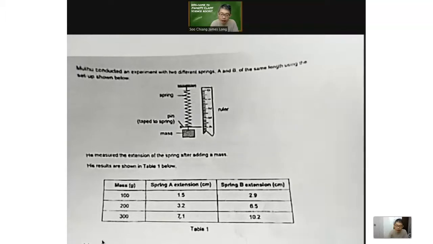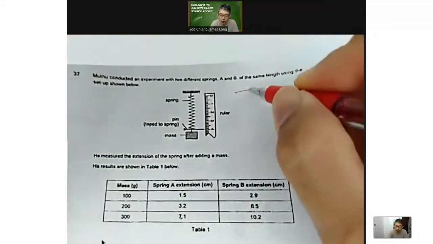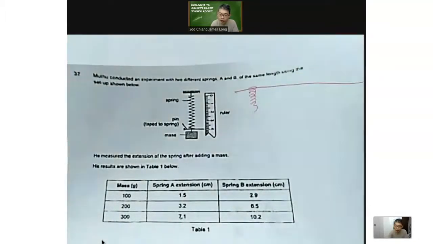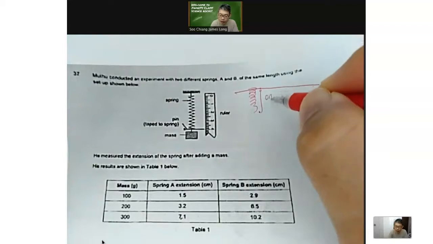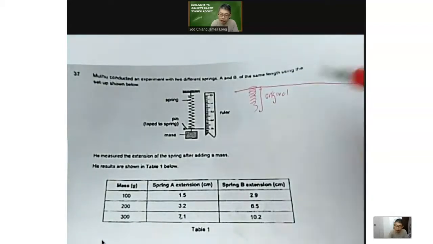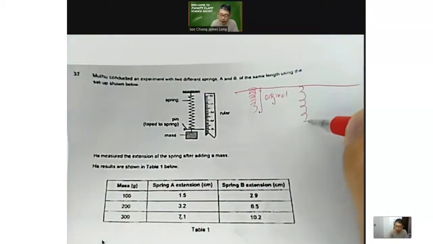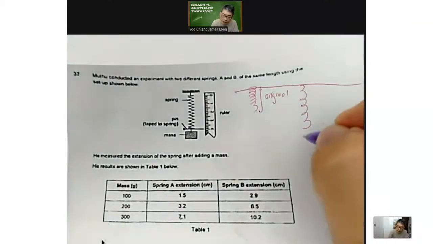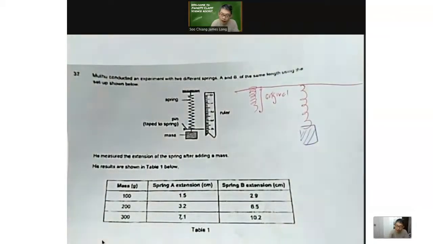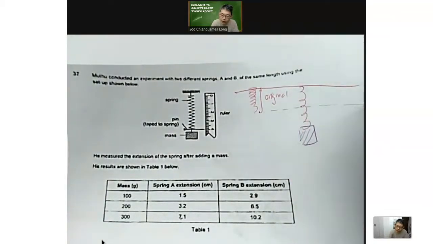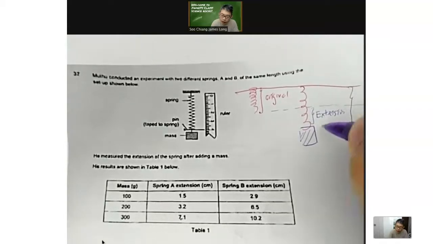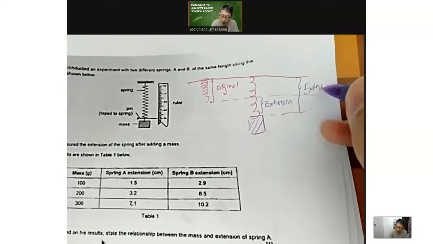Now, just a quick recap. A spring, before you add any mass to it, has a length. You call this the original length. A spring, after you add a mass to it, now there are two new sets of words here. This will be the extension and this one will be the extended length.